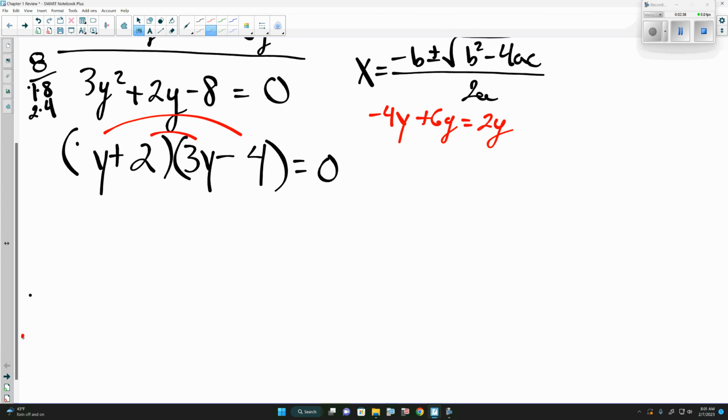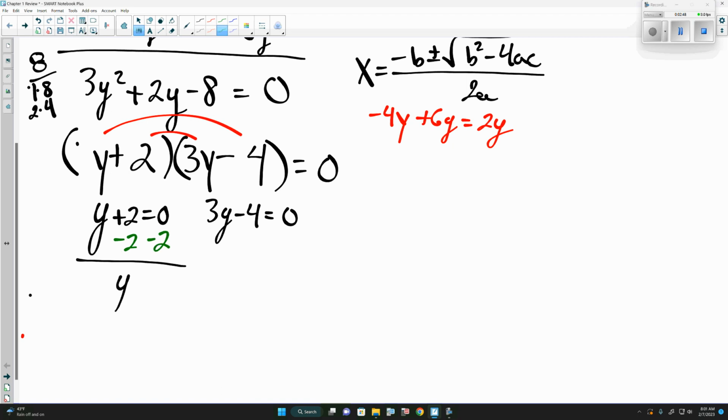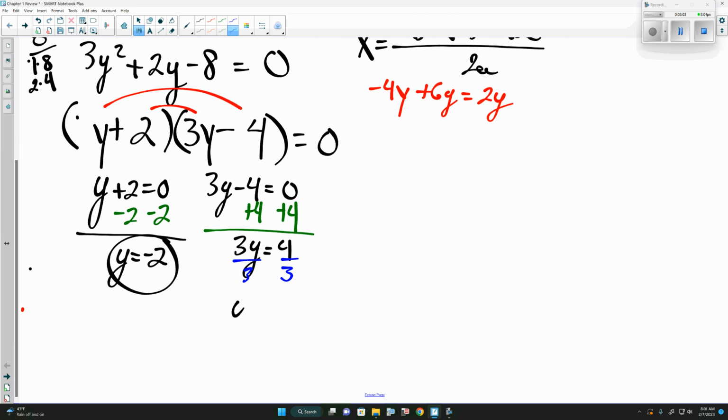Now that we have two things multiplied together to equal 0, one of them must be 0. For the first one here, we would subtract 2 from both sides, telling us y is negative 2. For the other one here, the first thing we'll do is add 4 to both sides, telling us 3y is equal to 4. And last but not least, we would divide both sides by 3, telling us y is 4/3. So y is negative 2 and y is 4/3.